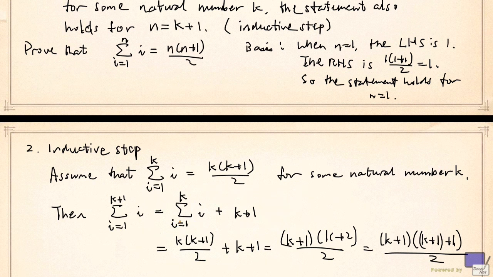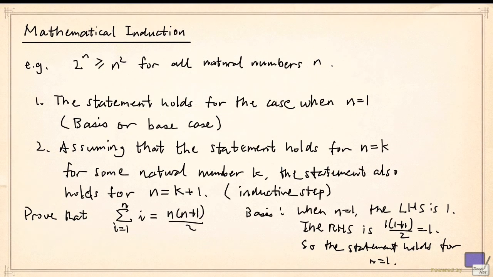So we have established both the basis and the inductive step, and by the principle of mathematical induction, we conclude that the statement holds for all natural numbers n. Now, as an exercise, try applying mathematical induction to prove this statement. You will see that you cannot do it because it's not true.